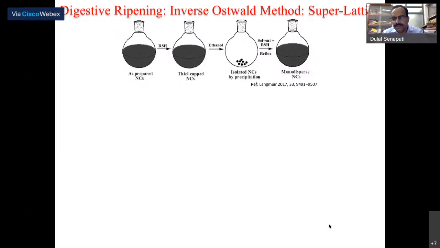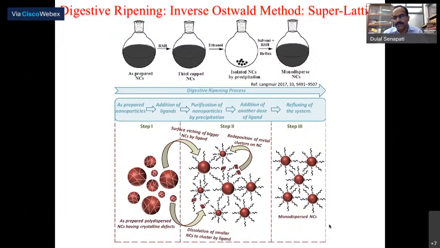And then this isolated nanoparticle, once we again add in a non-polar solvent like toluene, and put the same thiol ligand and reflux it, then it generates monodispersed small nanoparticles. How does it come about? This we call the ripening method. So that means the bigger particles and smaller particles: the bigger particles lose their material to the smaller particles, and the smaller particles try to grab those things and come to the equilibrium condition where all the particles are of almost the same size and same shape.